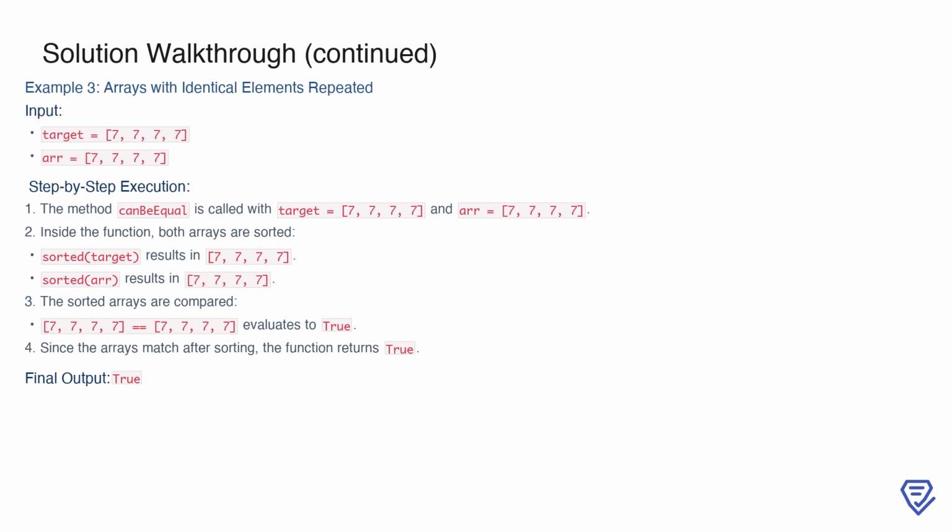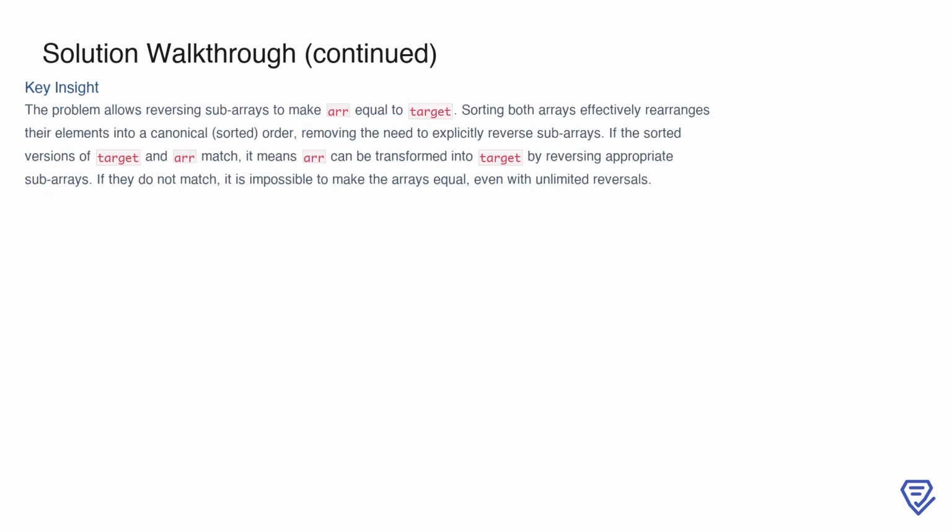This indicates that ARR can already be considered equal to target, as no reversals are even necessary. Consequently, the function returns true, confirming that the transformation is valid. This brings us to the key insight behind the solution.